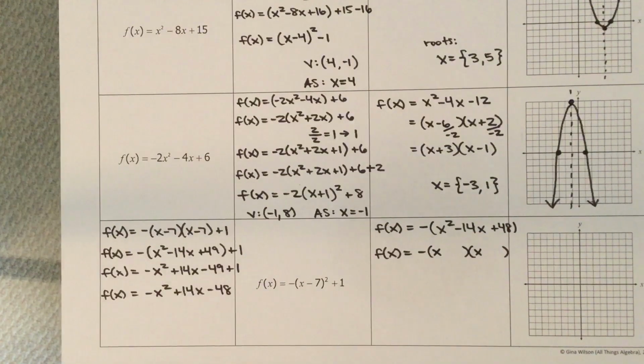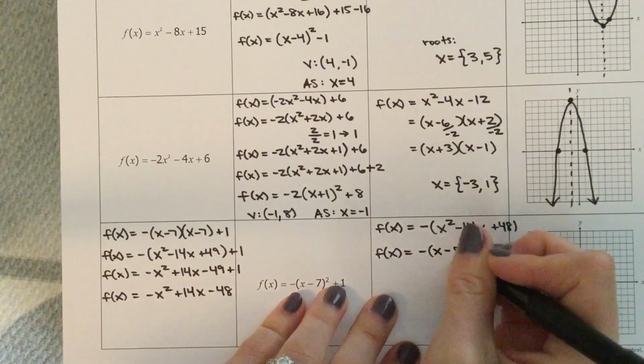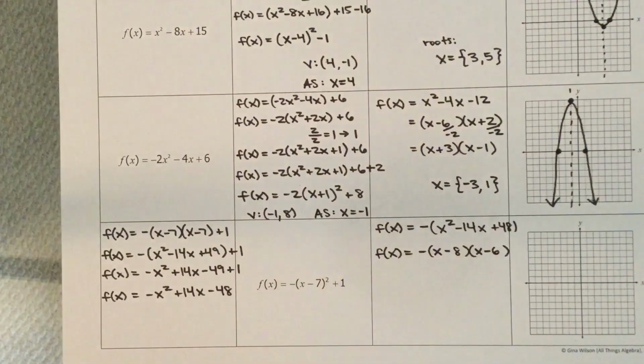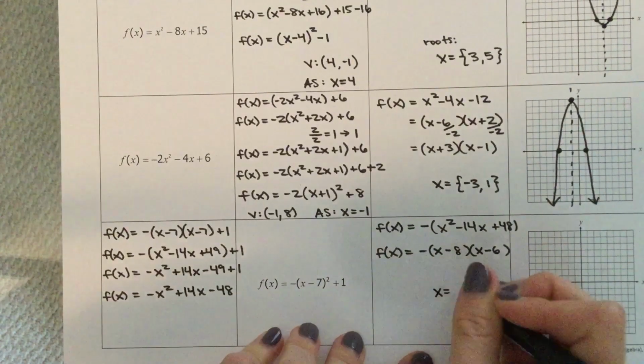And then I'm looking for 2 terms that multiply to a +48 and add to a -14. So that would be a -8 and a -6. So that is our factored form. All right, so these are roots.